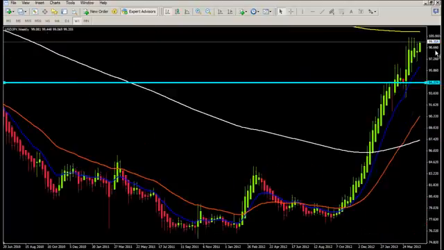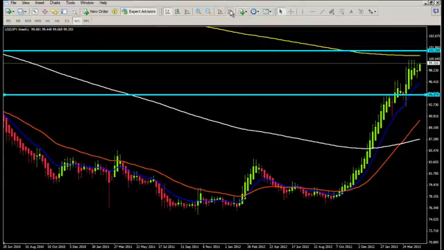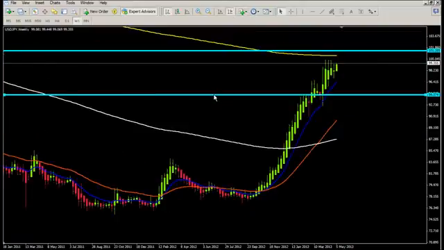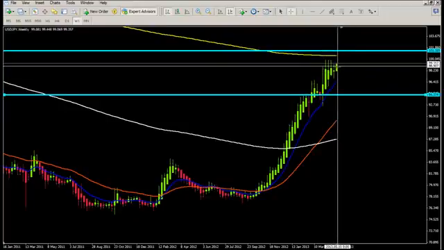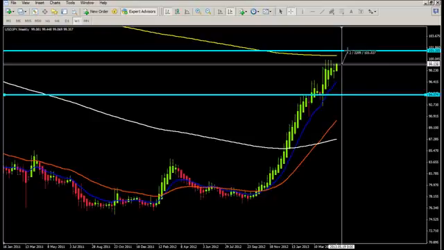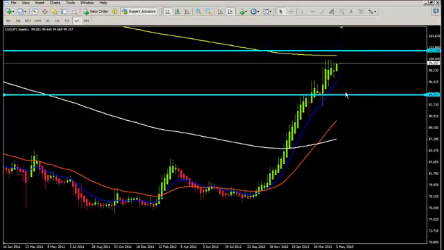So now you have a major horizontal support and resistance line, and the price is in between. So you have about 250 pips to the next major resistance level, and about 400 to the next major support.